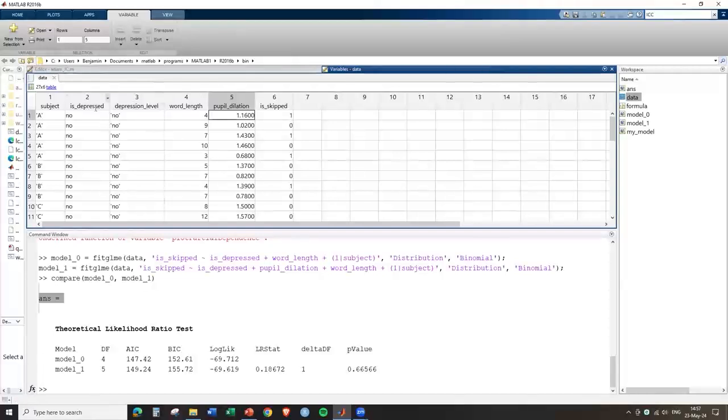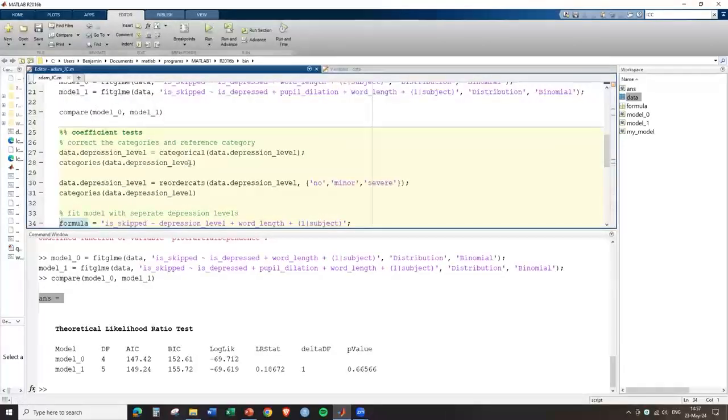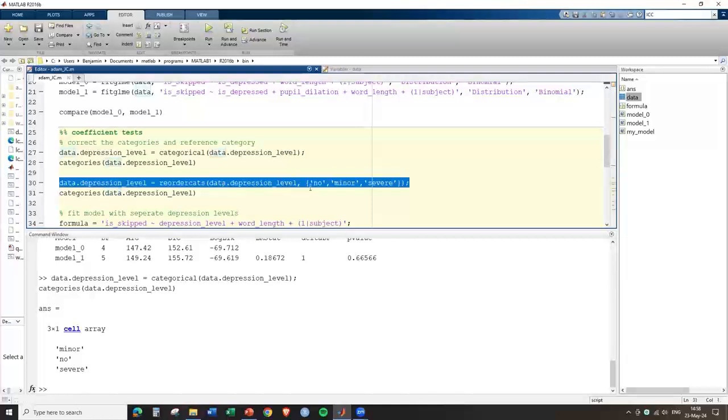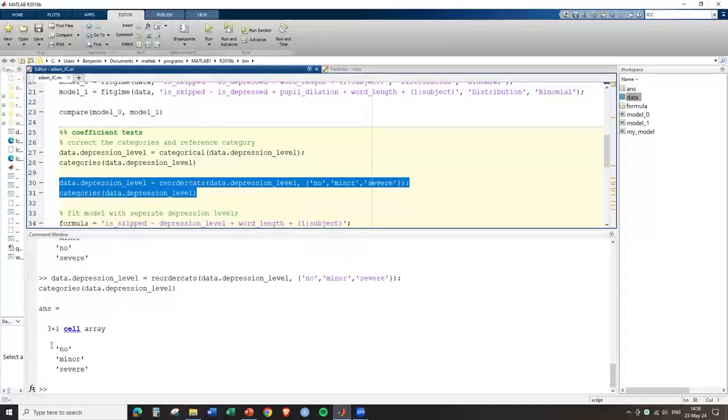So instead of depression, I'm going to use 3 depression levels: no, minor depression, severe depression, but we're going to treat them as 3 different groups. So I'm going to refit the model. First, I'm going to make sure it's categorical, and I want to know what the reference group is. Oh no, the reference group is minor, and then no, and then severe. I don't like this. So I'm reordering the categories to be no, minor, severe. Then I'm going to print the categories again. Excellent. Now the categories are in the order that I like. I know what my reference group is.